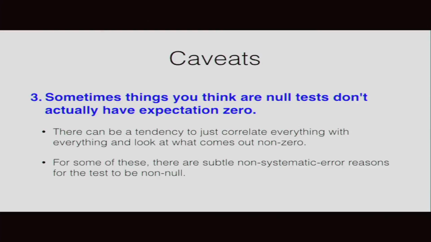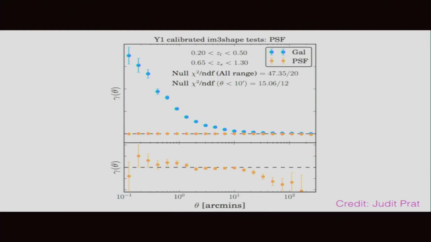We ran across this before. So sometimes things you think are null tests are not really null tests. When you fail a null test, sometimes you're trying to understand what's going on, and you may realize, oh, this is actually not something that's supposed to be 0 for some subtle reason that didn't occur to me. Here's a really fun example.